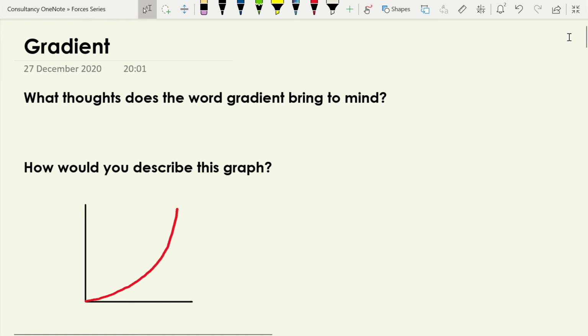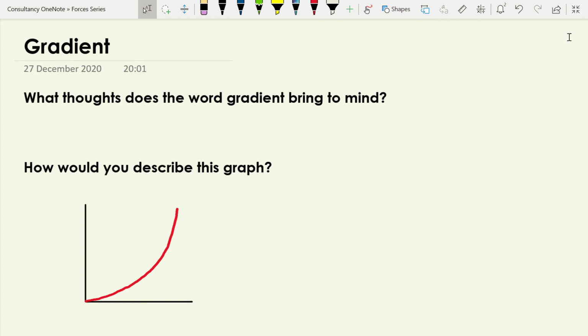All right, so in our second video on forces of motion, we're actually going to step away from forces of motion for now, because we need to look at an idea called a gradient before we can start looking at things like speed and velocity and acceleration and stuff like that. So this is actually fairly crucial to understanding those later videos, which is why we do it now.